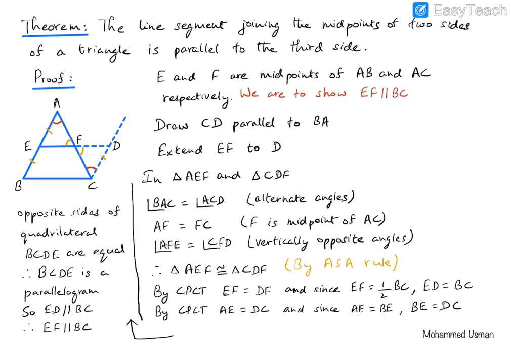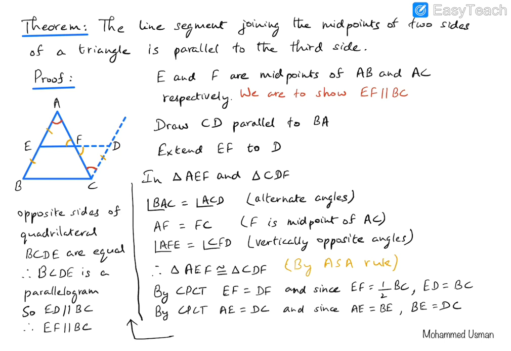Okay. So now what we notice is that we have opposite sides of the quadrilateral BCDE equal. So we have this quadrilateral BCDE. The opposite sides are equal. That is ED is equal to BC. So these two opposite sides are equal. And also BE is equal to CD. So these opposite sides are also equal. So therefore, a quadrilateral in which opposite sides are equal is a parallelogram. So therefore, we have BCDE to be a parallelogram.